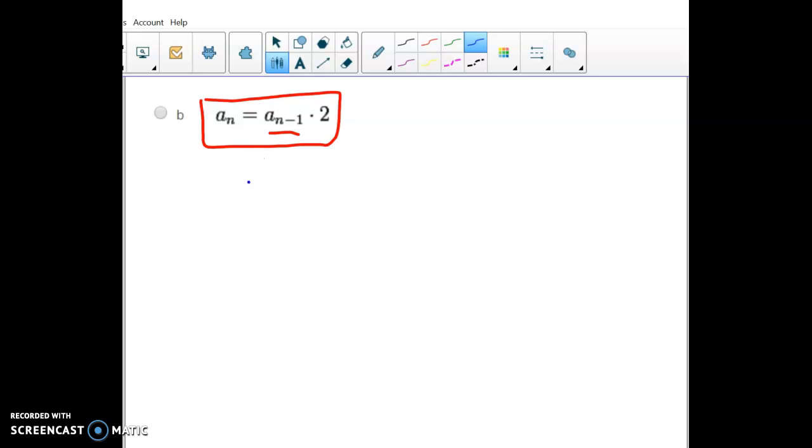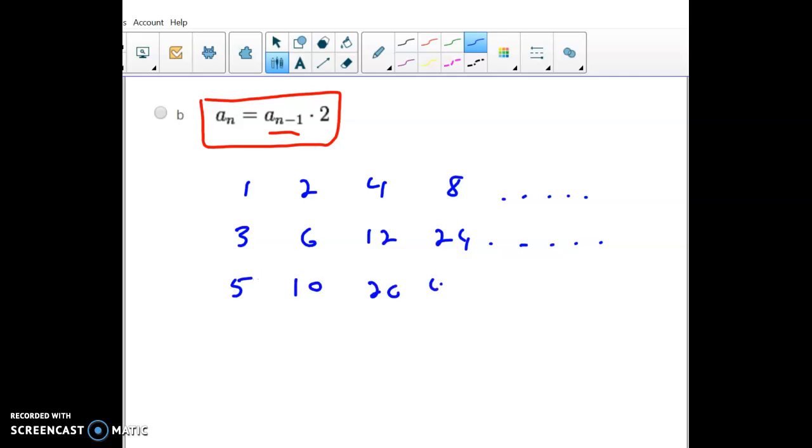We could have one that starts with 1 and then you multiply by 2. That'd be one possible sequence. We could also start with, say, 3 and then multiply by 2. That'd be a different sequence. We could start with 5, multiply by 2. We could start with 10, multiply by 2. Okay, so each one of these is a different sequence, right? So this little formula doesn't uniquely define a sequence, right?